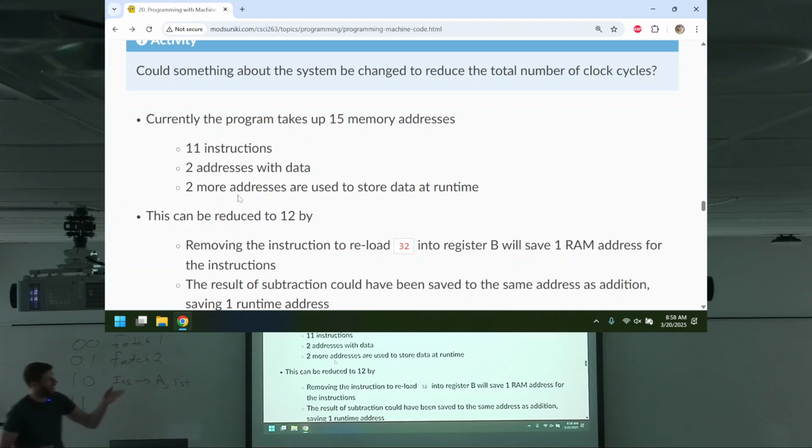Now, in this particular case, did we need to save RAM? Not really, because we had enough RAM to do our job. But if we've got bigger programs and we really do need to use all 16 memory addresses and our program needs 17, is there a way we can optimize it such that it can fit into 16? Right? So what can we do to reduce this?